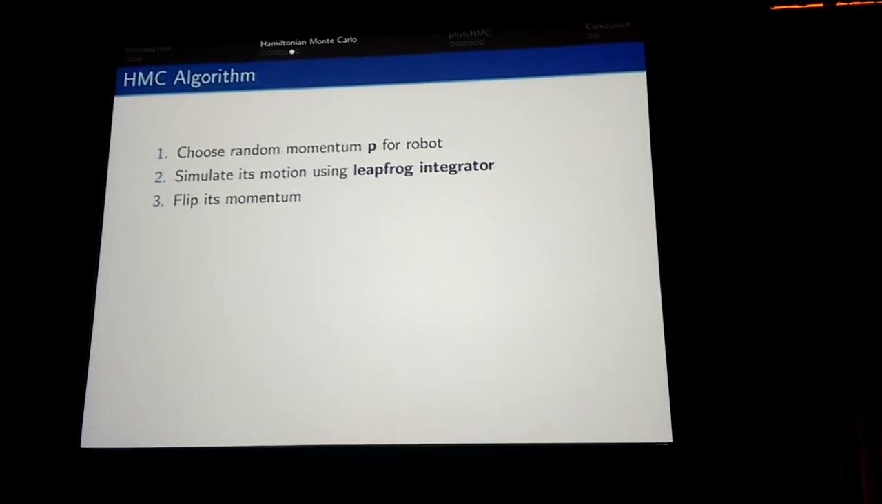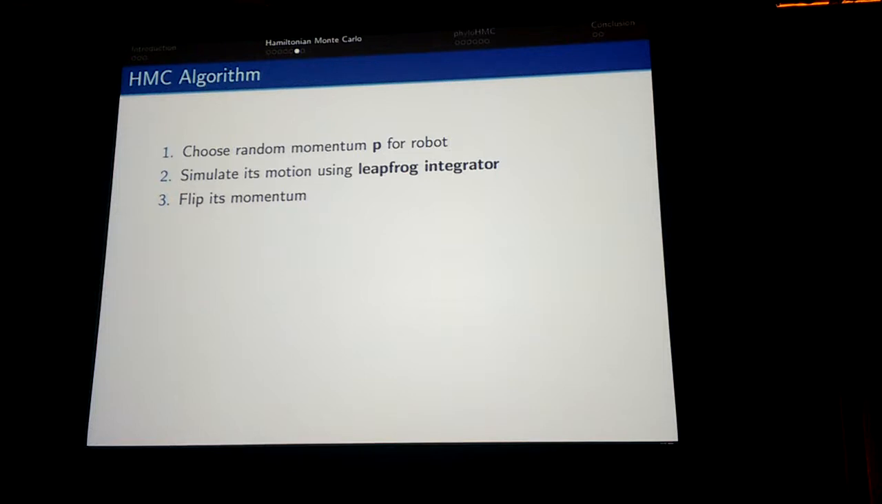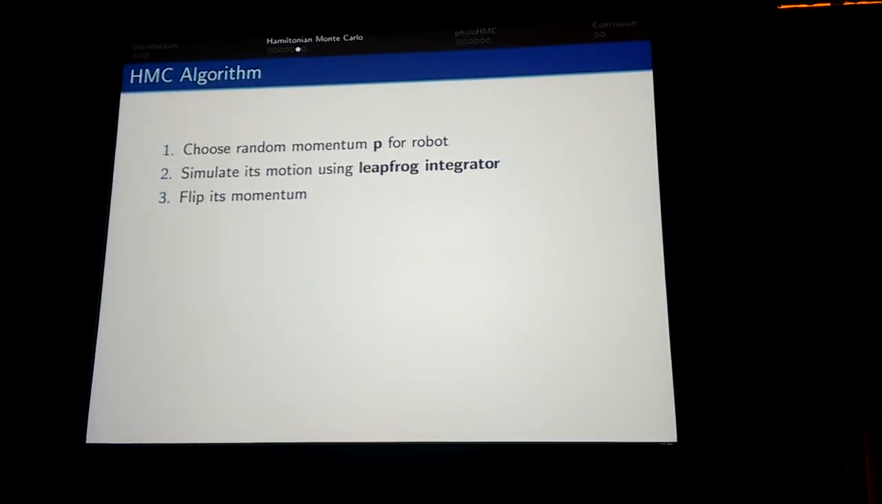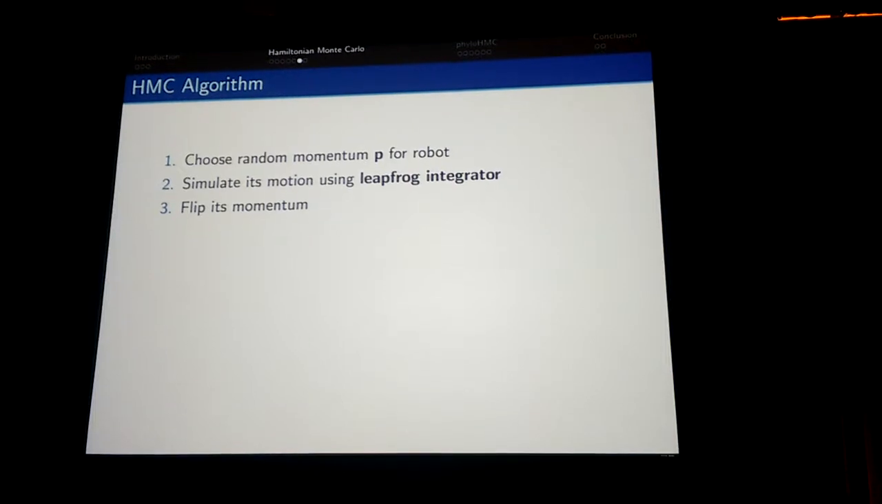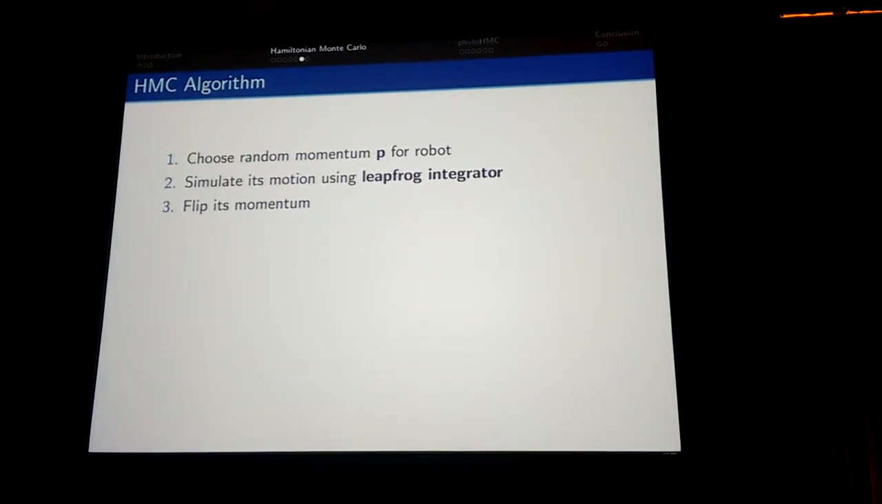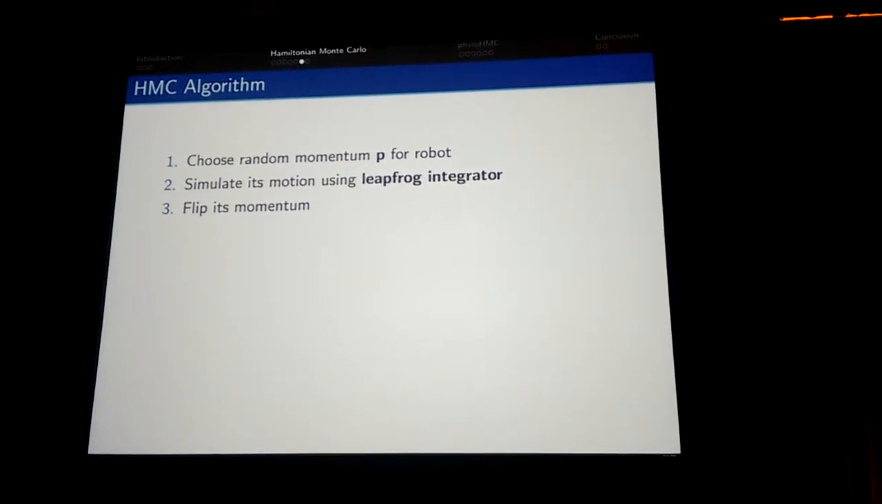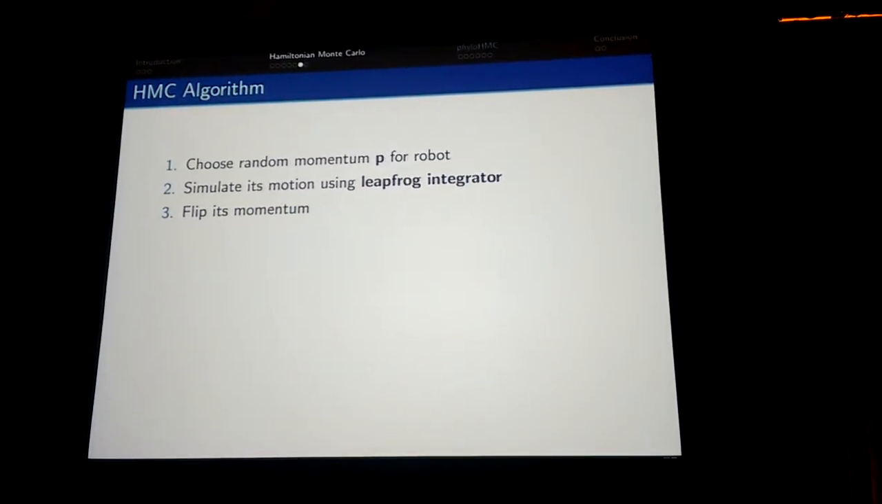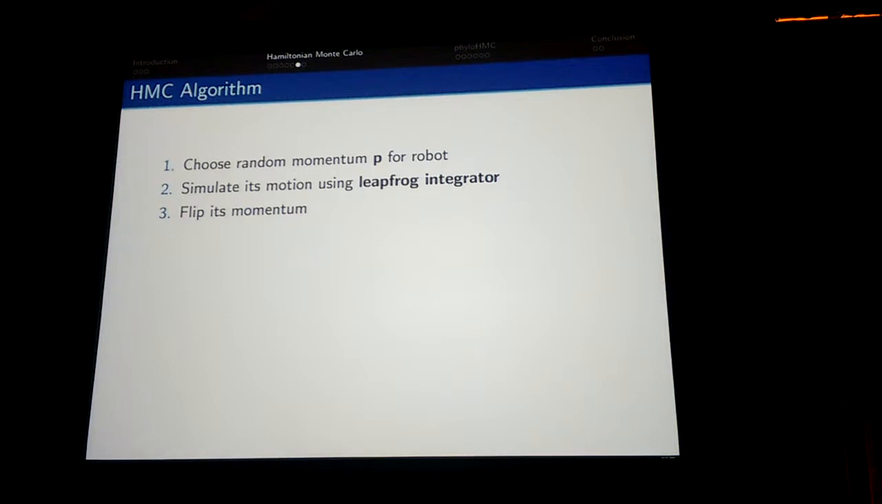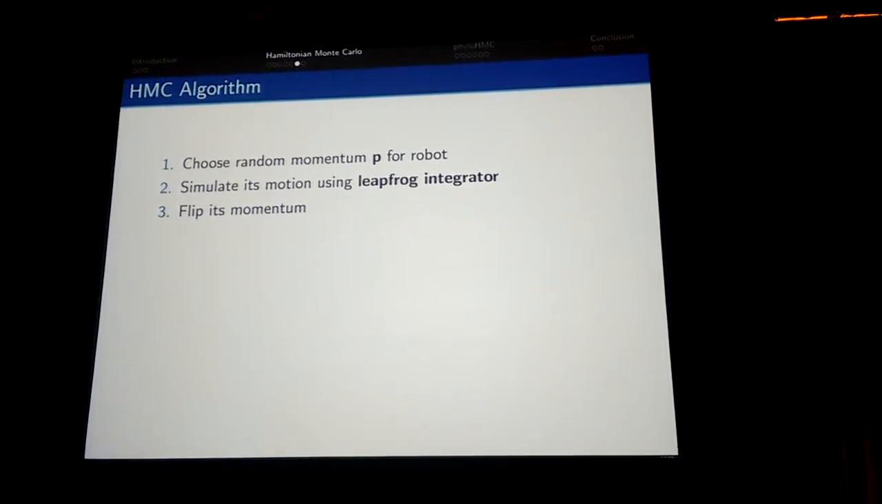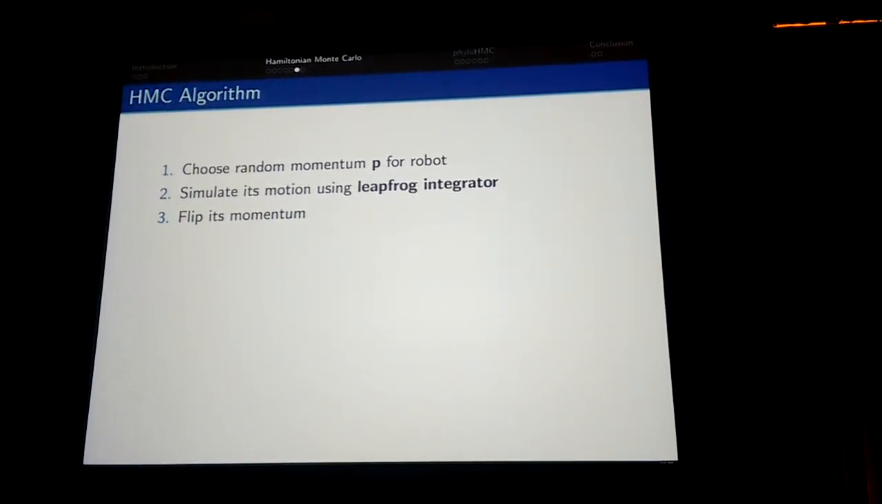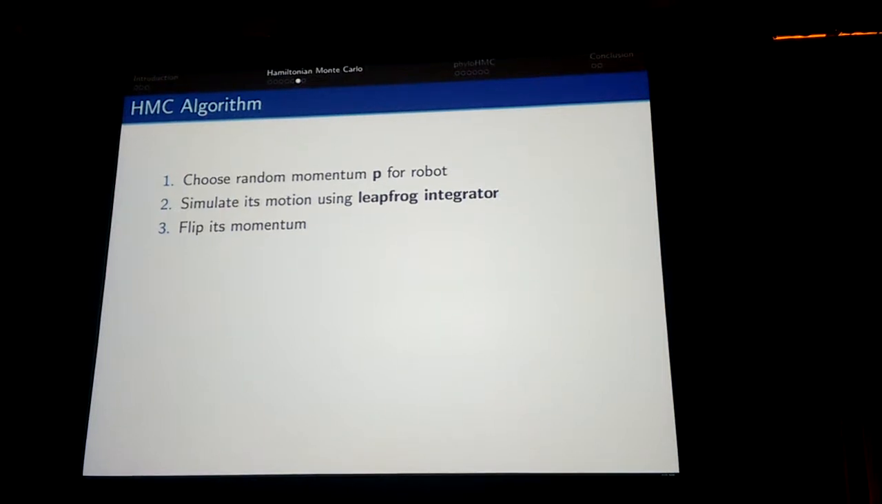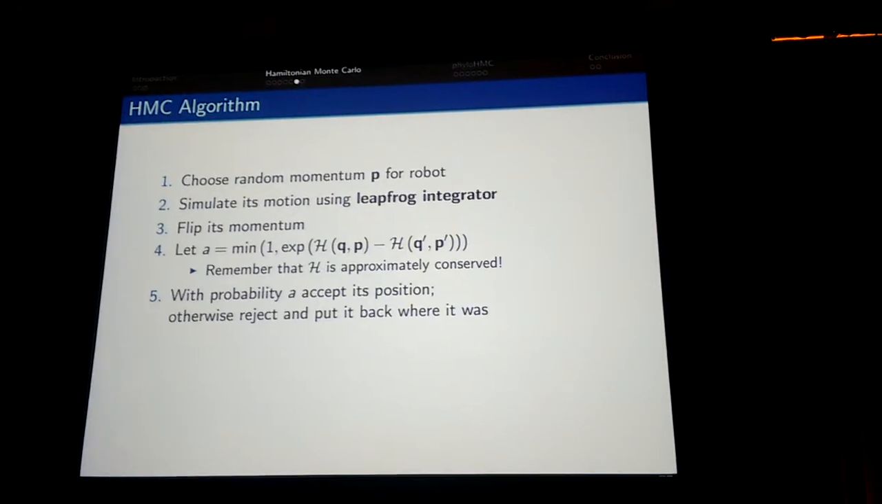So how does that look? The first three steps we've already basically seen. One of them is just choosing a random momentum. This is just giving the robot a push in a random direction. And then we want to simulate its motion. And we can't actually do this exactly. We cannot exactly simulate the motion of a robot through the space, but we can do a simulation which ends up being some sort of approximation. And we do this using something called the leapfrog integrator. It's just a numerical method for simulating the motion of the robot through the space. And then finally, we flip its momentum.